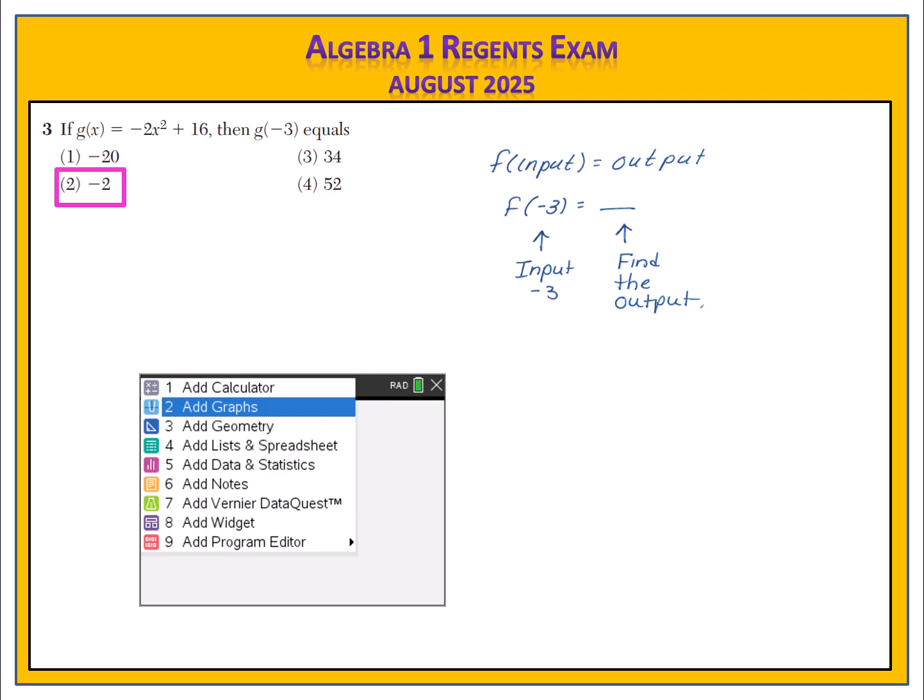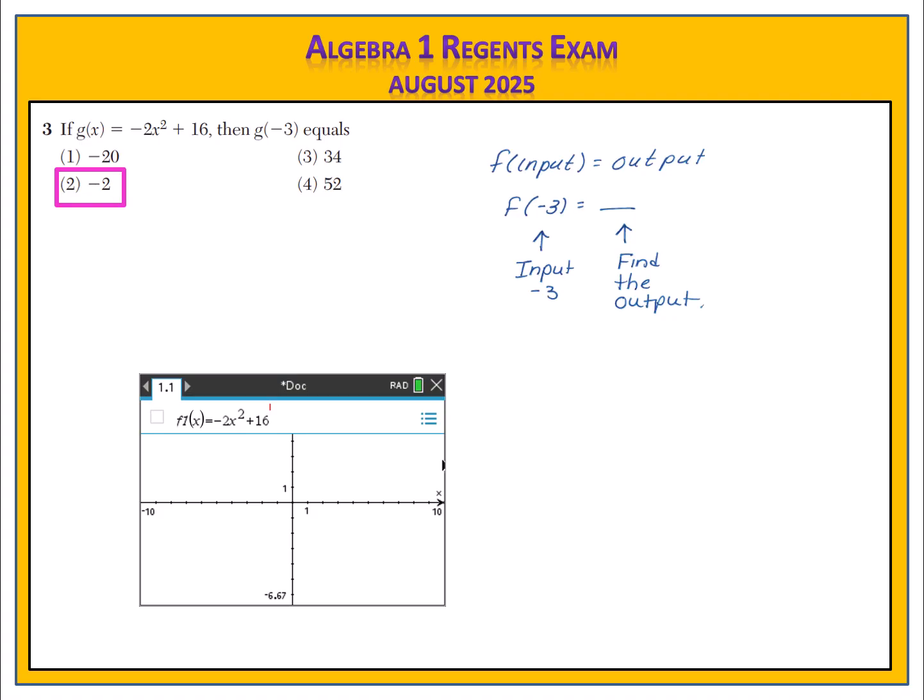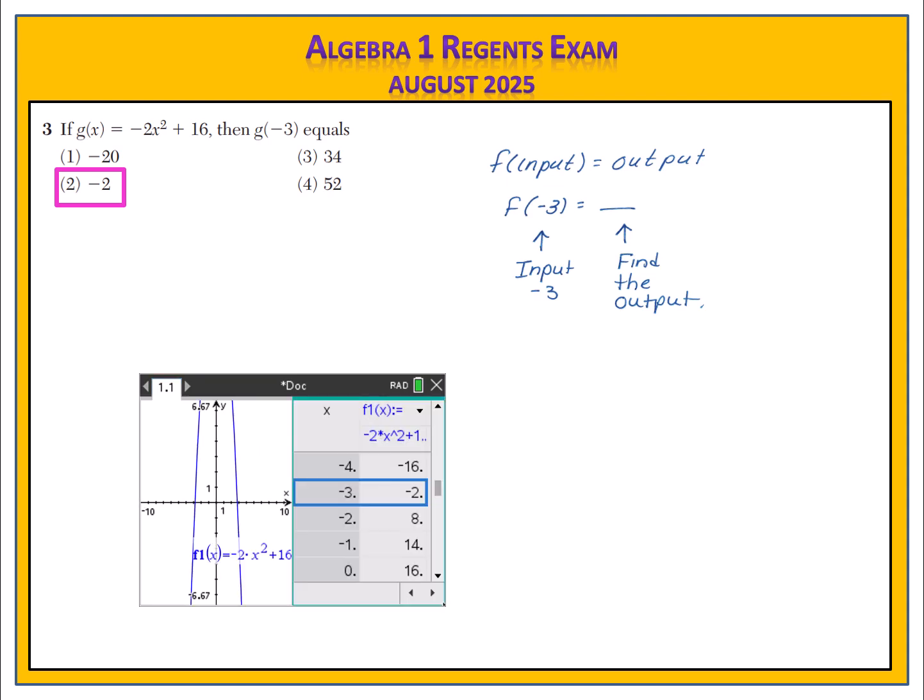One other option we have is to use the graphing feature of our calculator. Go into the calculator, add a graph, and enter the function negative 2x squared plus 16. Then open up the input and output table. Go on the table to find the input of negative 3 and see what the corresponding y value or output is. When the input is negative 3, the output is negative 2.